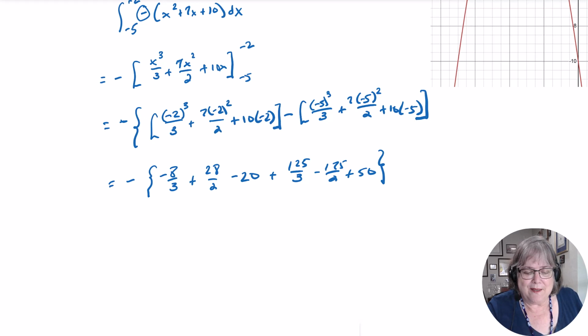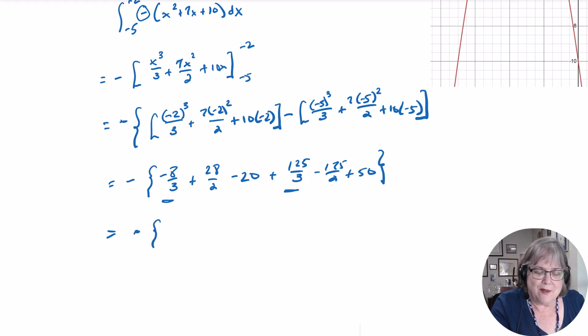So one of the things that you learn to do if you have not learned this because you had a mechanical device is you would go, okay, here's thirds and here's thirds. So I can combine those. That's why you don't necessarily clean them up as you go. And you'd have 117/3. So in other words, don't change -8/3 to a decimal or something. Just see if you've got like pairs and combine those first. And then 28/2 and -175/2 are like denominators. And then -20 and plus 50 or 30.